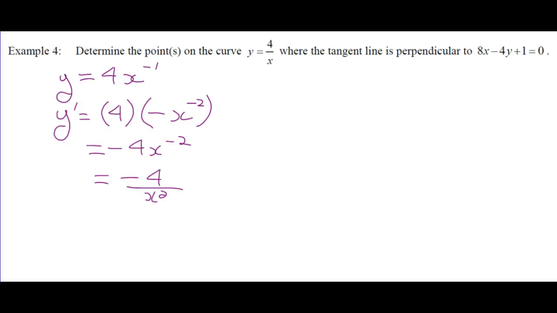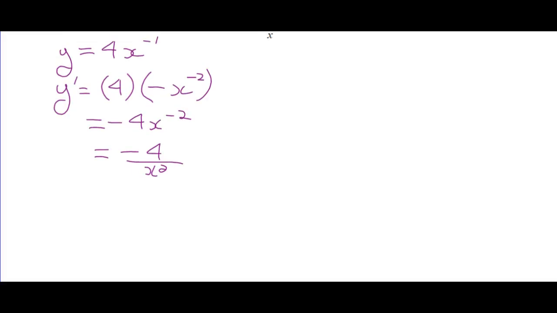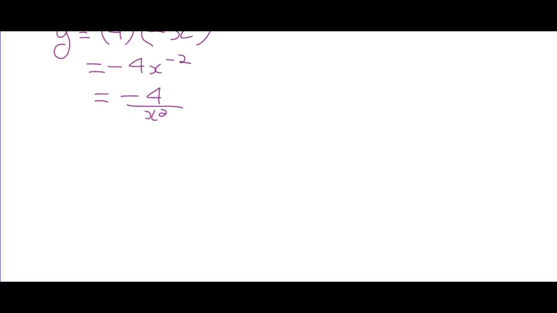So we're going to have to figure out the slope of the given line, right? It's already said negative reciprocal, but I think we have to figure out what the slope is first, and then get the negative reciprocal of that. So we want the slope of 8x minus 4y plus 1 equals 0. So what's a good way to find the slope of that? Write it in y equals form, right? It's actually 8x minus 4y plus 1.